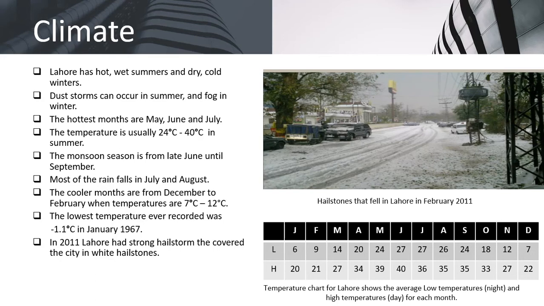The lowest temperature ever recorded in Lahore was minus 1.1 degrees Celsius in January 1967. In 2011, Lahore had strong hailstorms, which covered the city in white hailstones. In this picture, you can see the hailstones that fell in Lahore in February 2011. This is a temperature chart for Lahore, which shows the average low temperatures at night and the high temperatures at daytime for each month.